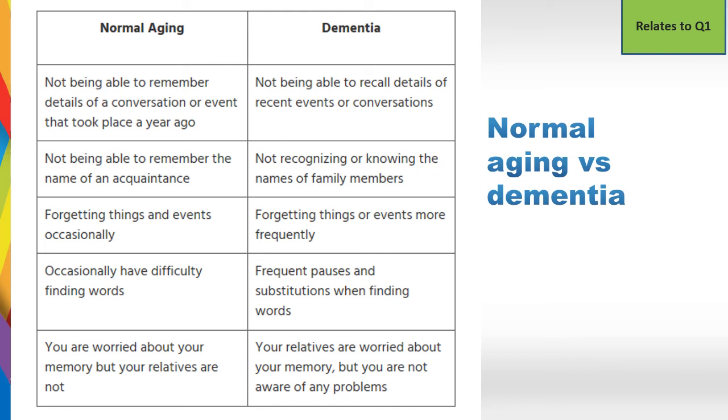With normal aging, people can be worried about their own memory, but their relatives aren't too worried about it. Whereas with dementia, it's the opposite. Your relatives will be very worried about your memory, but you're not aware of any problems yourself.